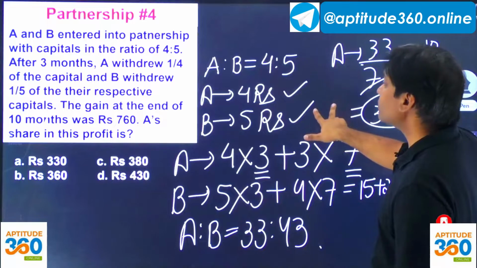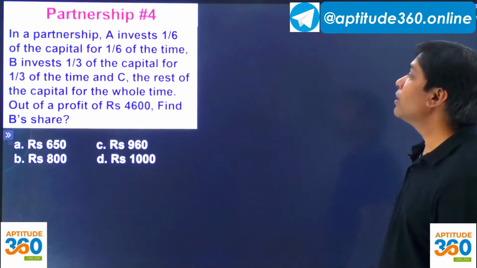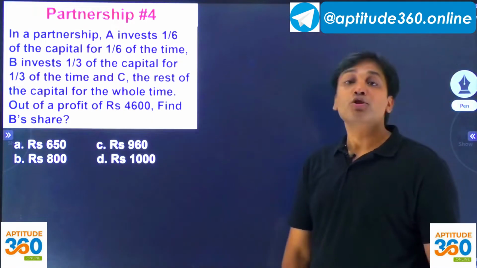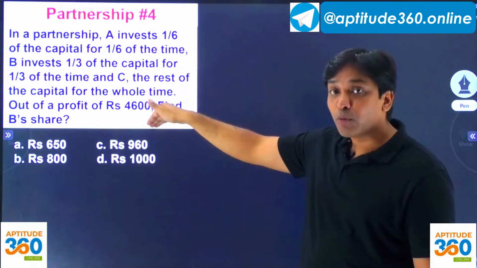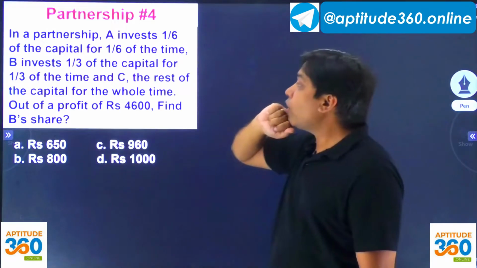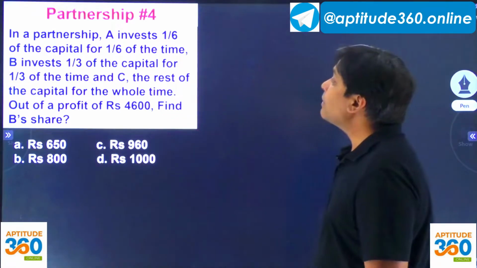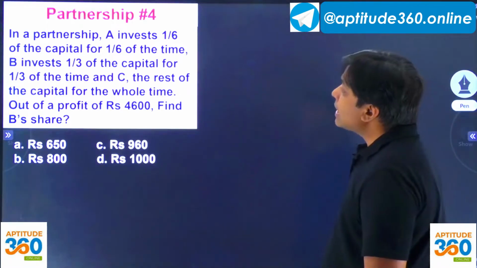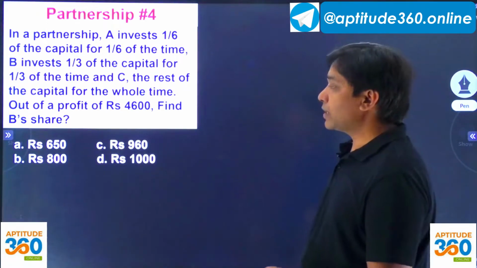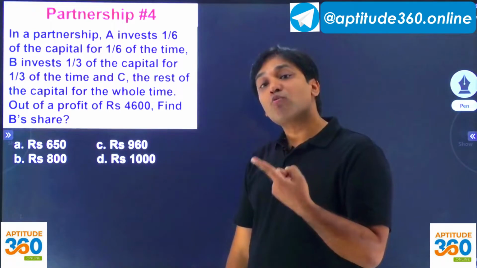Chalo ji, if you understand this one, try to simplify this problem. Oh, this one is again very simple. ये बिल्कुल वैसा ही है जैसा previous वाला problem था. So pause this video, try to solve this question on your own. This one says that in a partnership, A has invested 1/6 of the capital for 1/6 of the time. B has invested 1/3 of the capital.